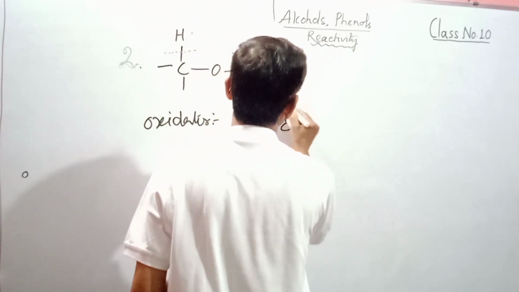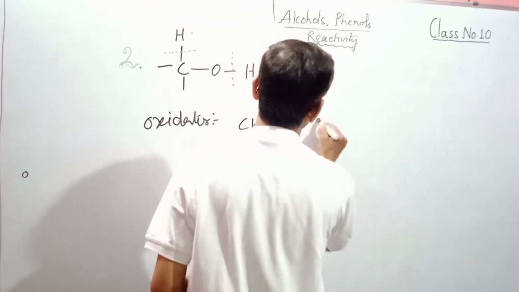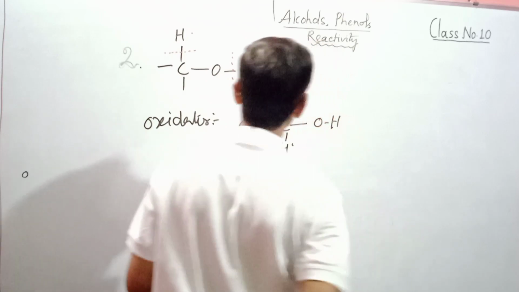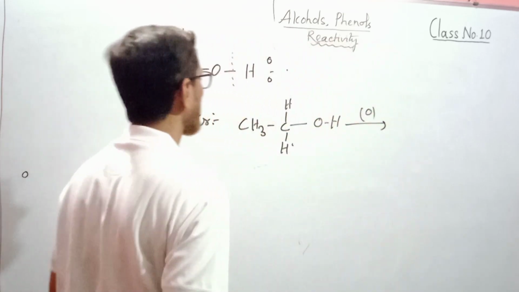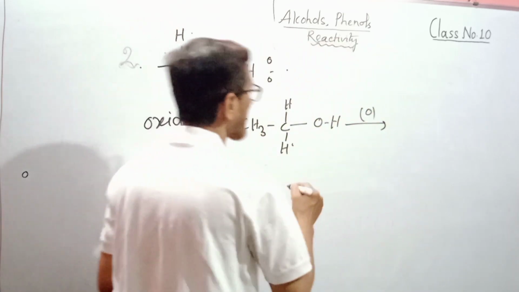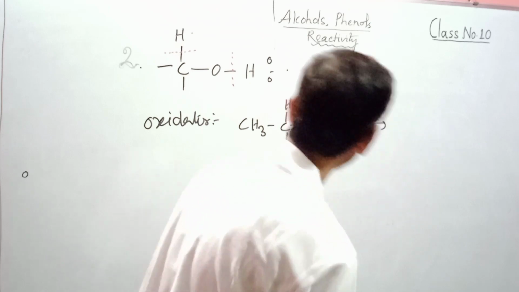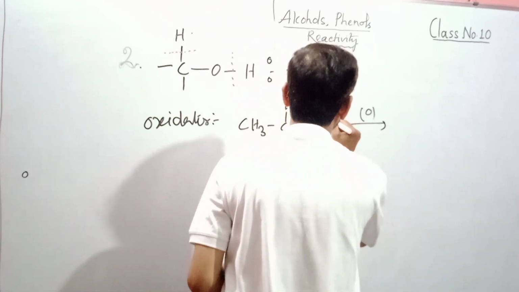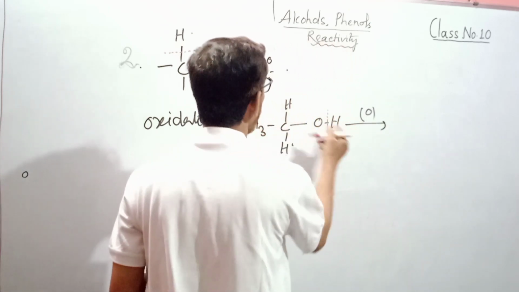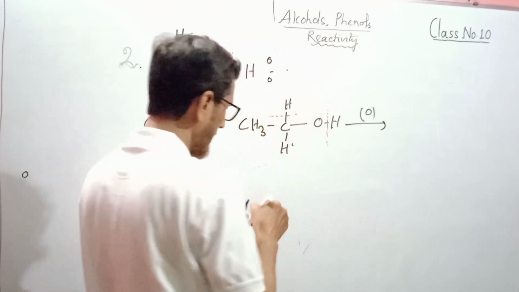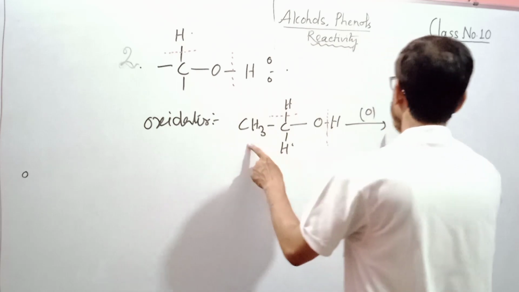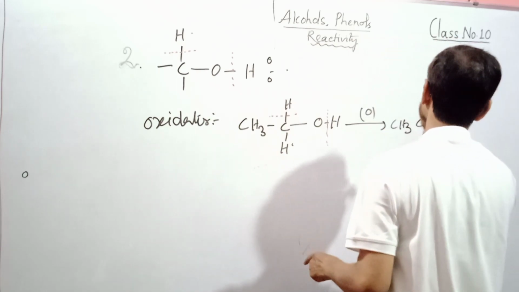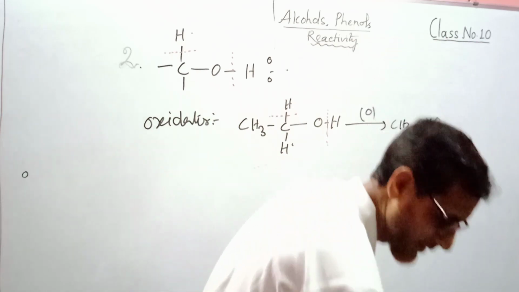CH3, CH2, OH. Am I right? When you give an oxidizing agent, what happens? Oxidation means removal of hydrogen. One hydrogen from O, other hydrogen from C. In my earlier classes, I have mentioned this thing. So what you get here is CH3, CHO.